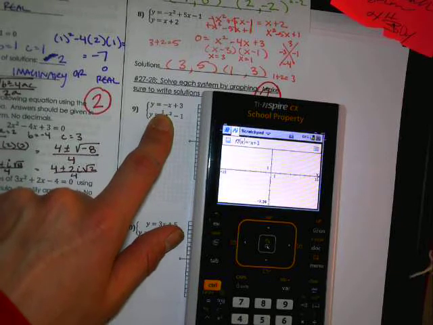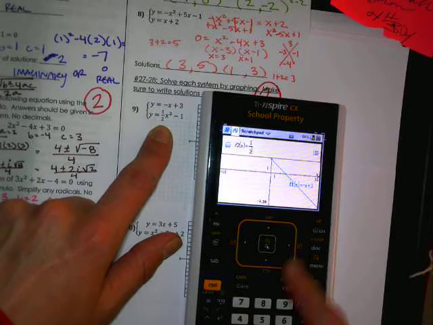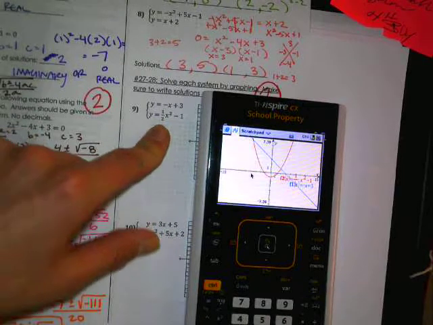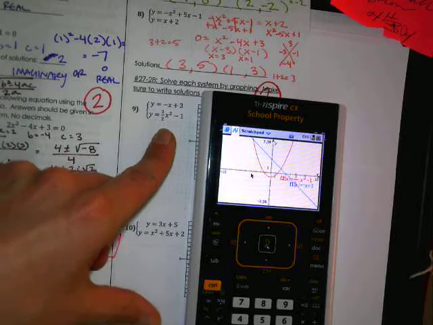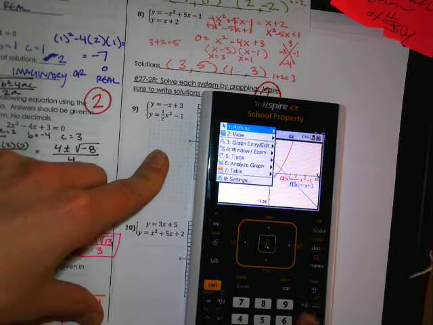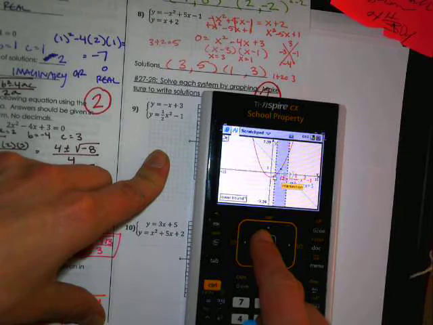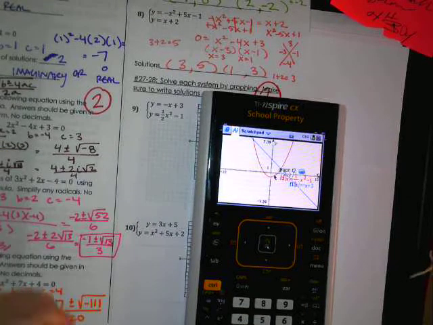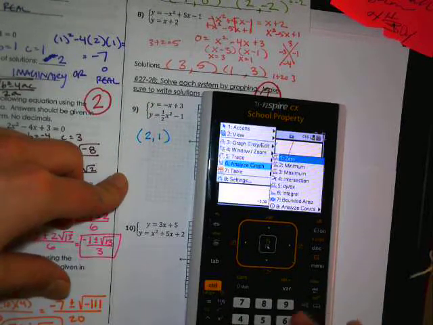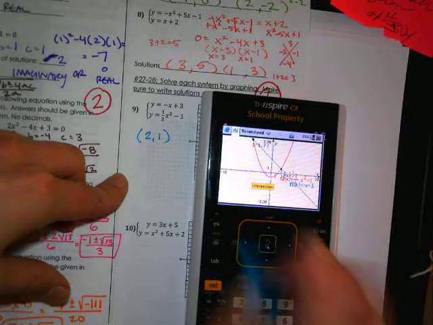-x plus 3, and then press tab. 1 over 2 x squared minus 1. And you get your functions. Since this is a system, I'm trying to find where they intersect. So I'm going to go to Menu, Analyze Graph, Intersection, and highlight. So one of my intersections is at 2, 1. Do it again for the other intersection up here. And that's at -4, 7.